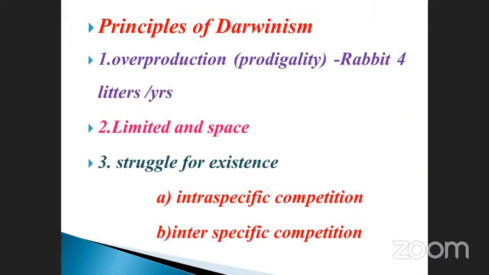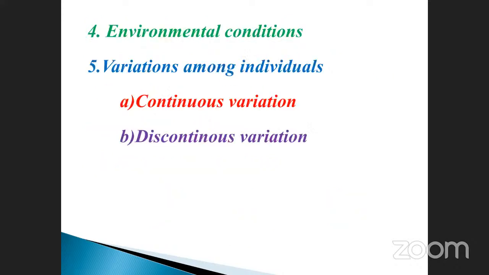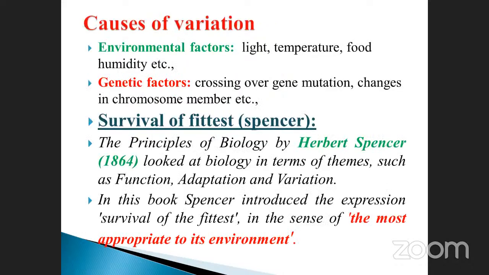And what are the principles of Darwinism? Overproduction, limited space, struggle for existence. It is further divided into intraspecific competition and interspecific competition, and environmental conditions and variations among the individuals, further divided into continuous variation and discontinuous variation. That also we already discussed, isn't it?